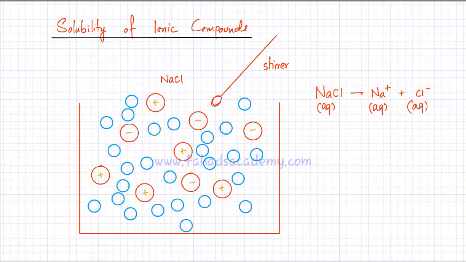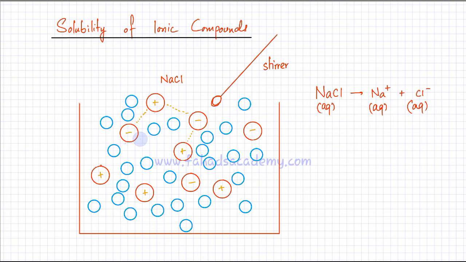Now the question that needs to be answered is that once you have stirred and all the lattice has broken down and all the positive and negative ions have now mixed with water, the first thing that they would try to do is that the positive ions would attract negative ions. So this positive ion would start attracting this negative ion. This positive ion would start attracting this negative ion. This negative ion would attract this positive ion.